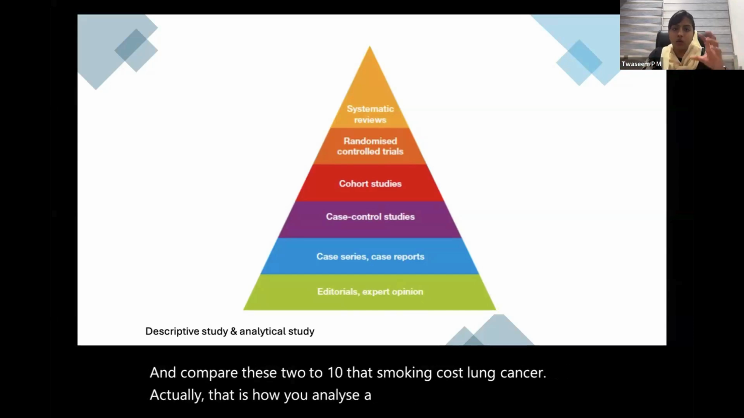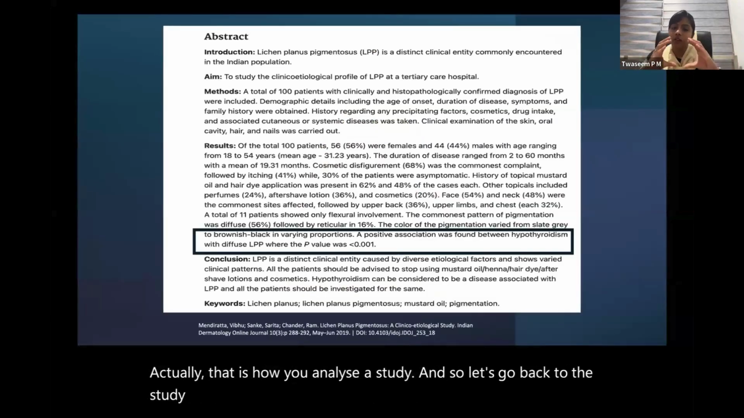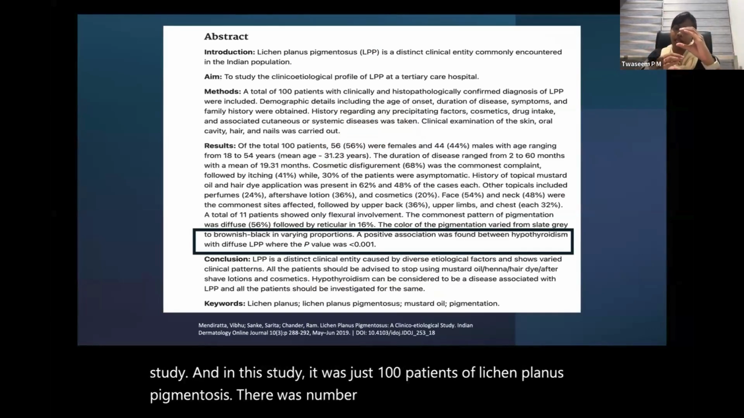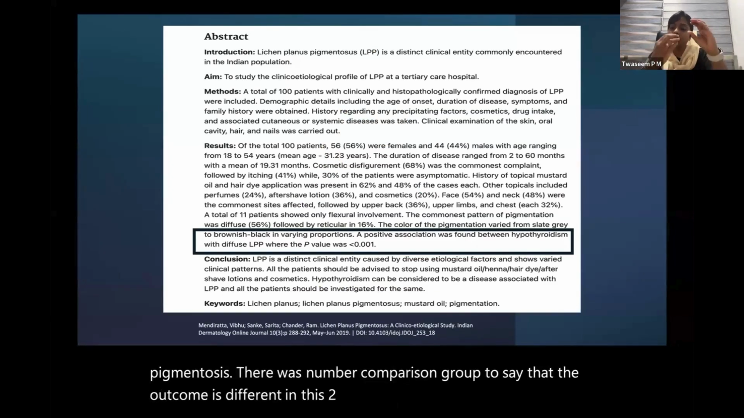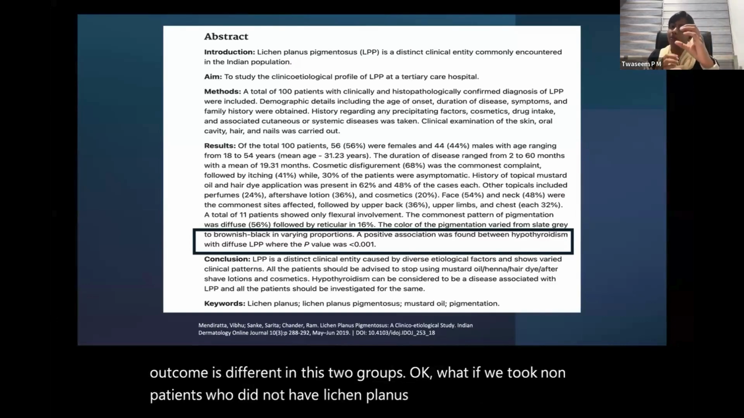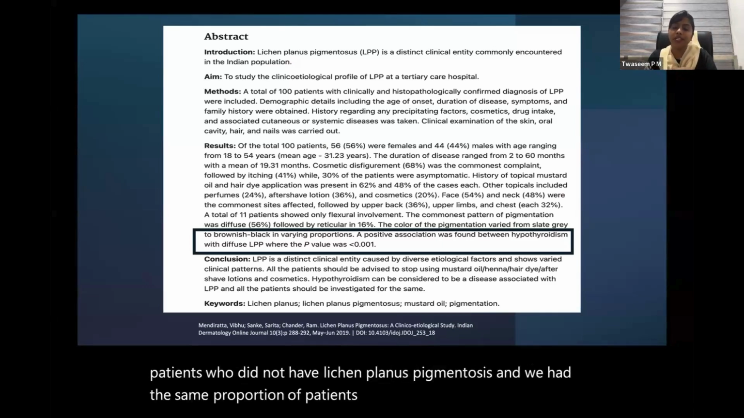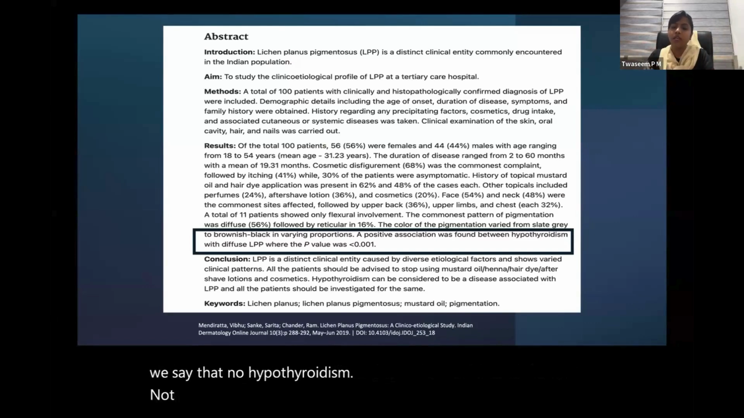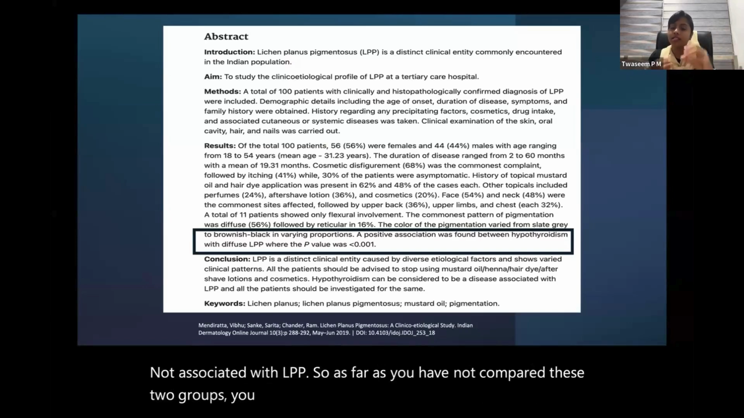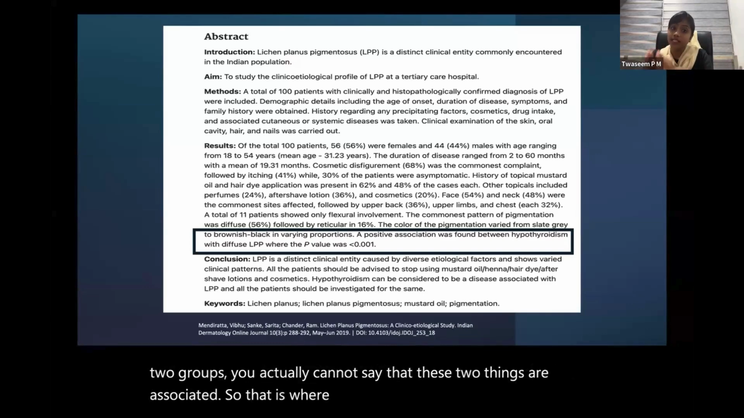So let's go back to the study. In this study, it was just 100 patients of lichen planus pigmentosus. There was no comparison group to say that the outcome is different in these two groups. What if we took patients who did not have lichen planus pigmentosus and we had the same proportion of patients with hypothyroidism? In that case, we would say that no, hypothyroidism is not associated with LPP. So as long as you have not compared these two groups, you actually cannot say that these two things are associated. That is where the analytical studies come in.